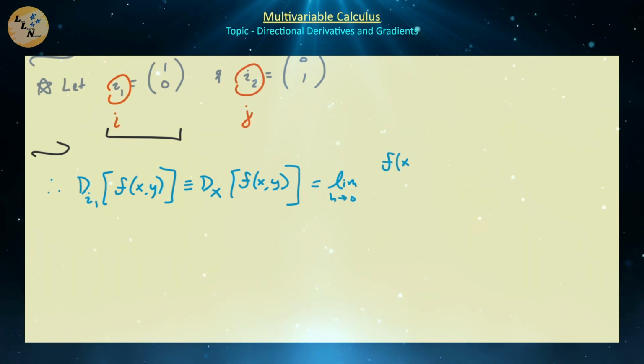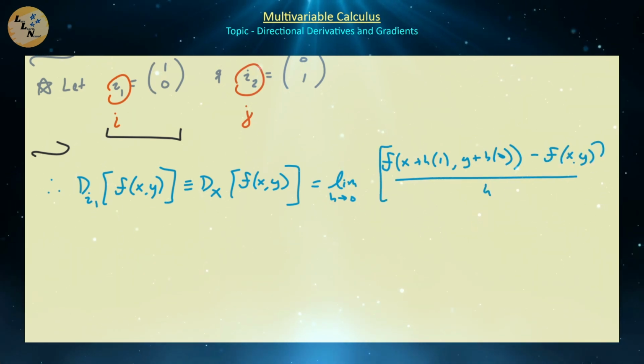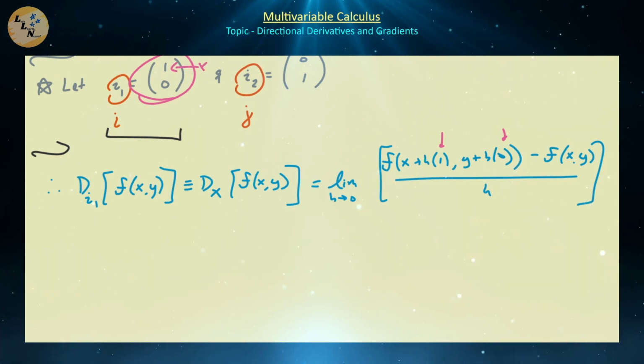So this is going to be the limit of f(x + h times 1, y + h times 0) minus f(x, y), all over h. This 1 and that 0 are pulled from the vector, because this is the x component of that vector and this is the y component of that vector.